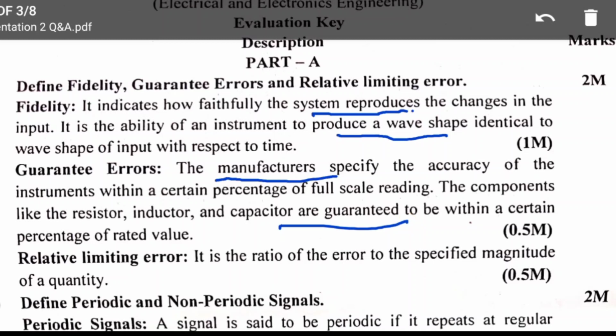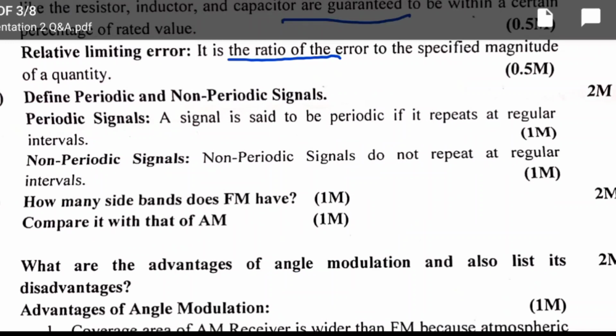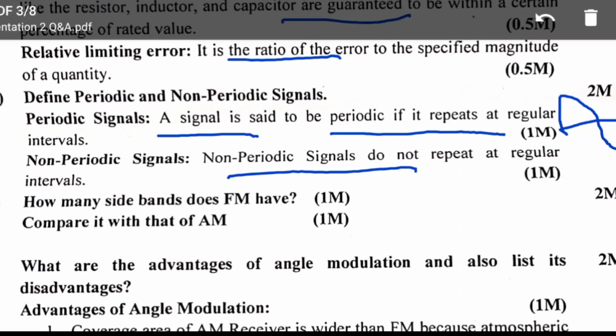Those are guarantee errors. Relative limiting error is the ratio of error to the specified magnitude of the quantity. That is called relative limiting error. What are periodic and non-periodic signals? A signal is said to be periodic if it repeats at regular intervals. If the signal is a triangular or sine wave, it is a periodic signal. Non-periodic means it does not repeat at regular intervals. That is an impulse signal, with a sudden rise of peak.